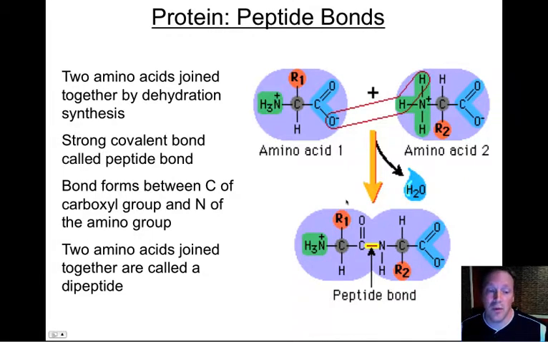If that happens over and over and over again, you get a big long chain of amino acids. What you're seeing right here are 2 amino acids linked together, and we call that a dipeptide. Here's the term right here, dipeptide. Di is the prefix, of course, that means 2.